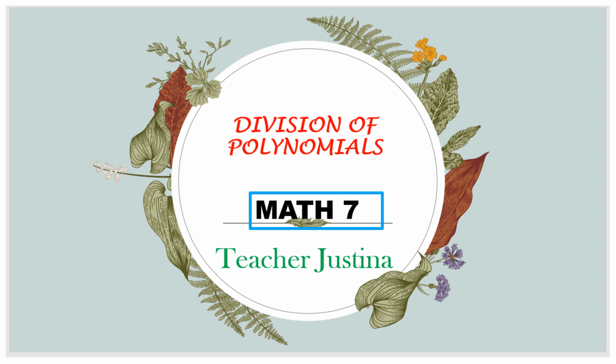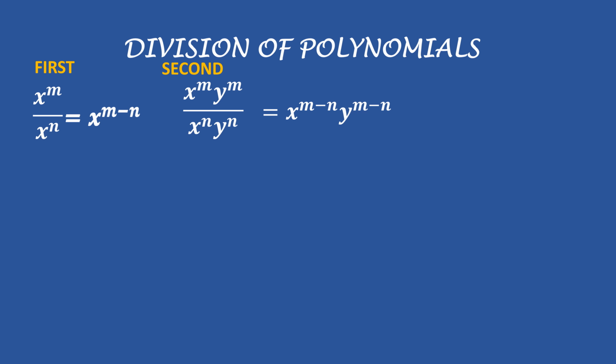Our topic for this video is all about division of polynomials. In division of polynomials, we are going to recall the different laws of exponents that are needed. We have the first law if we are going to divide common bases. So we have the x and the x here, thus we simply subtract their exponents. That is represented by this general form x to the power of m minus n.